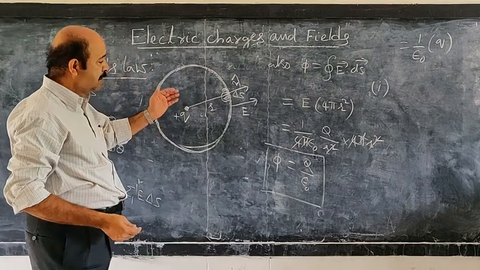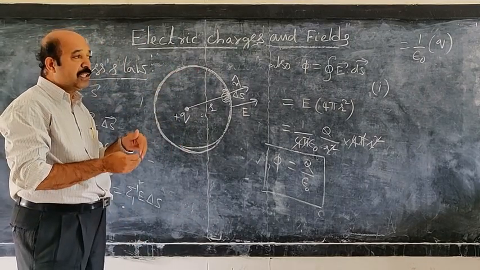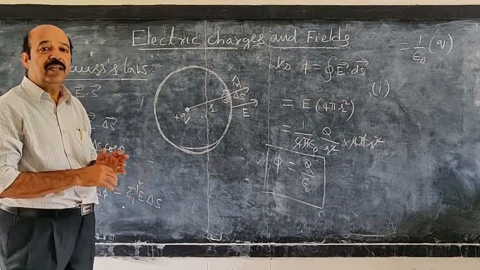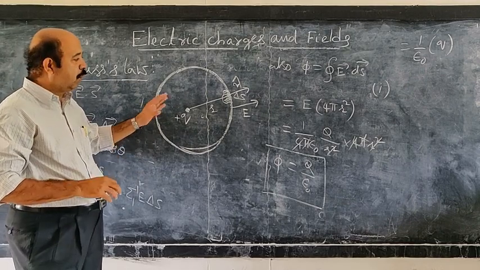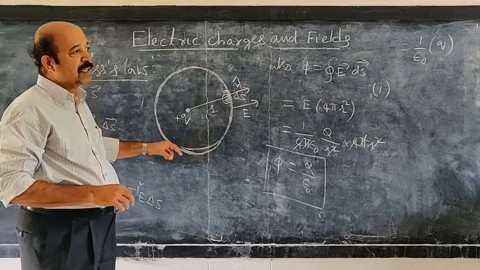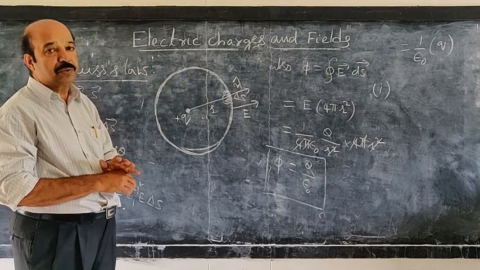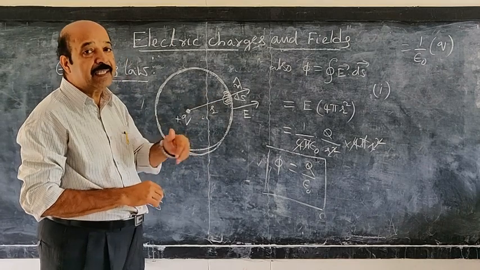Why the surface you are choosing should not pass through the discrete charges: the electric fields are not well defined near the discrete charges. That's why we should avoid it; while selecting the Gaussian surface around the charge, the Gaussian surface should not pass through the discrete charges.